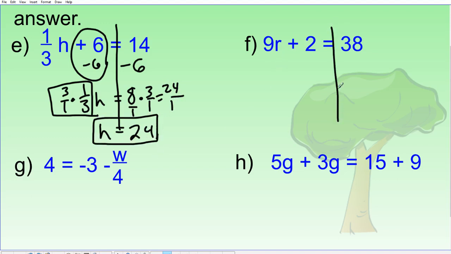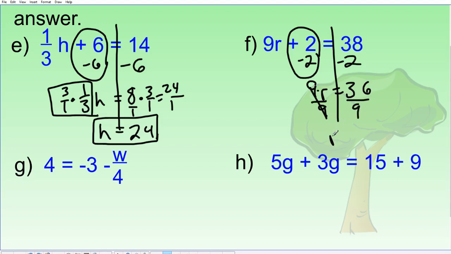Letter F, there's no parentheses to get rid of. There's no like terms to combine on either side. So I'm going to start by getting rid of the add and subtract. So I'm going to subtract 2 on both sides to get rid of the plus 2. That gives me 9R is equal to 36. My variable is being multiplied by 9, so I get rid of it by dividing by 9 on both sides, and we get R equals 4.